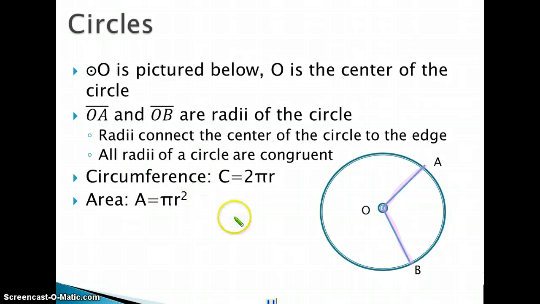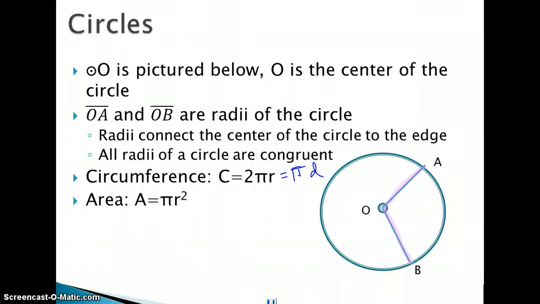Within that, we also have two formulas that are going to be used throughout the rest of the year, really. Circumference is 2 pi r. That's like perimeter, so it's if you were to walk around the circle. There is another formula you could use for this called pi d. And then the area of the circle is pi r squared. So you're going to take your radius, square it, and multiply it by pi. And we're going to use the pi button on our calculator when we do these questions.